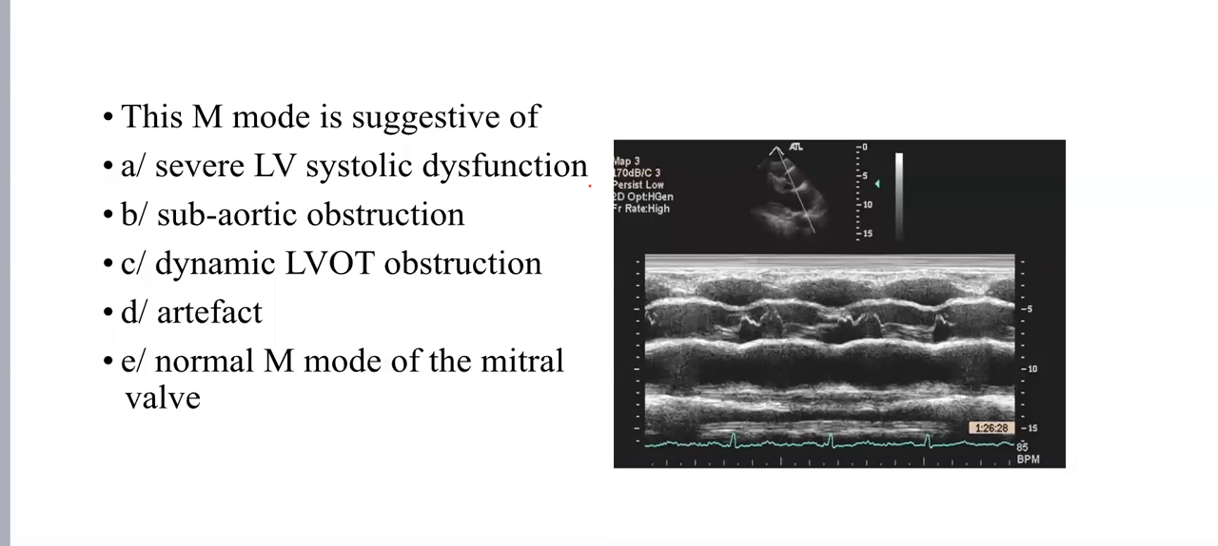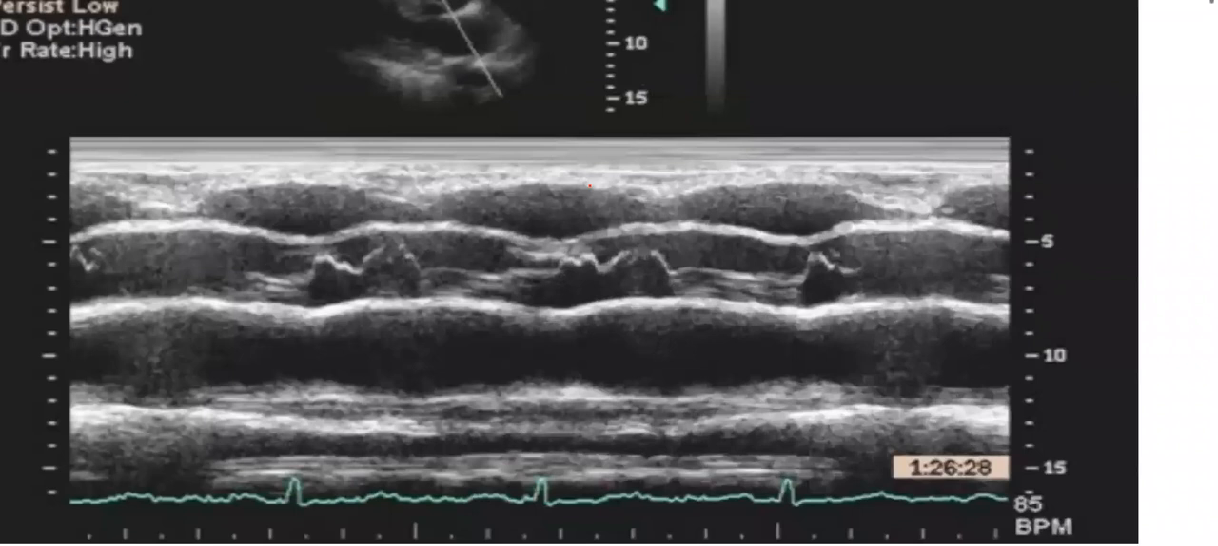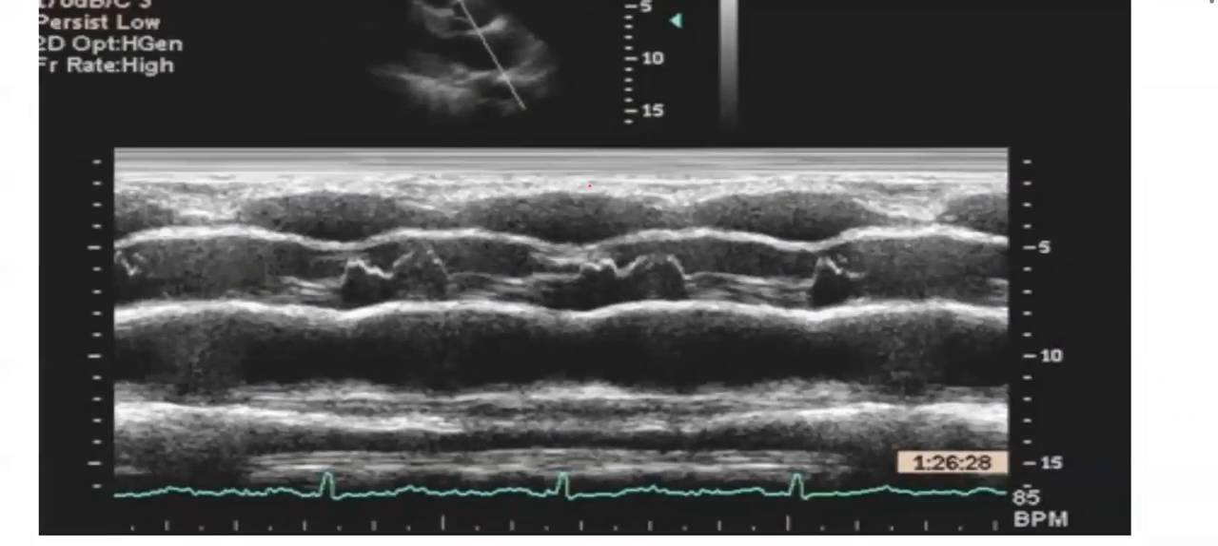Exactly, you're right. So this is a mid-systolic notch, or mid-systolic closure of the aortic valve, and we said before this is dynamic LVOT obstruction. And this is how the dynamic LVOT obstruction looks.